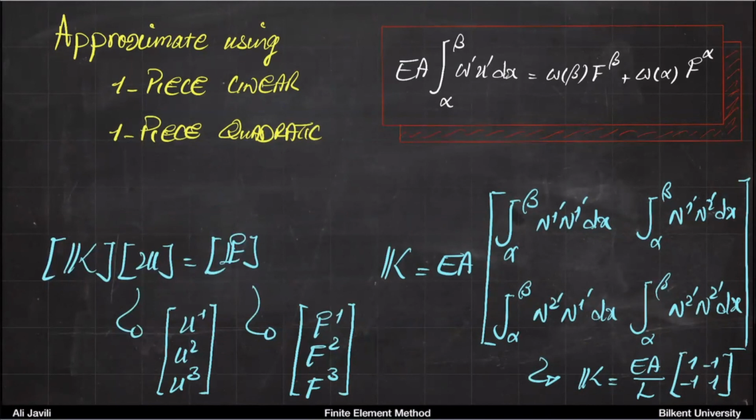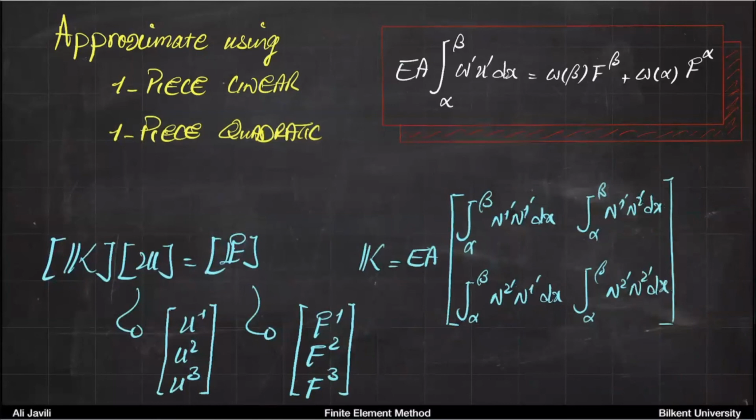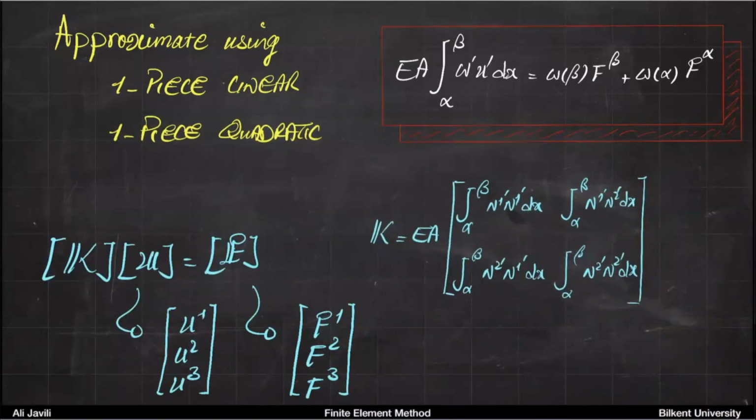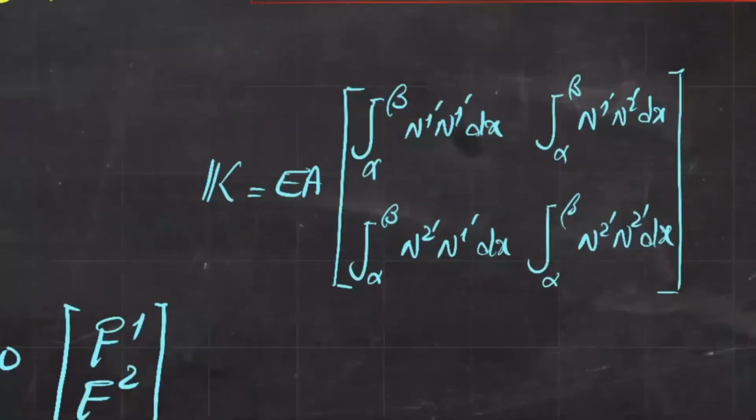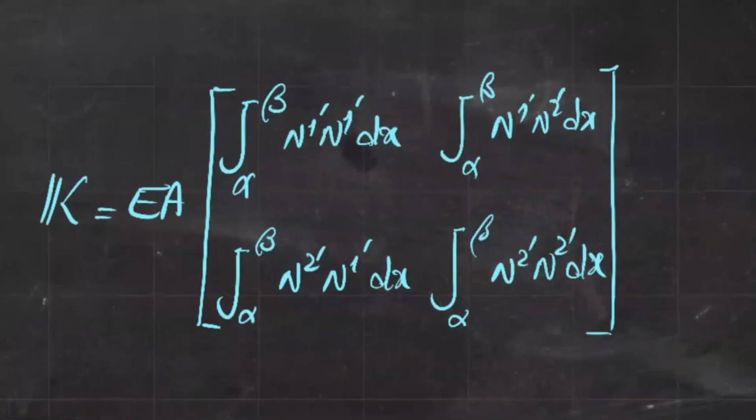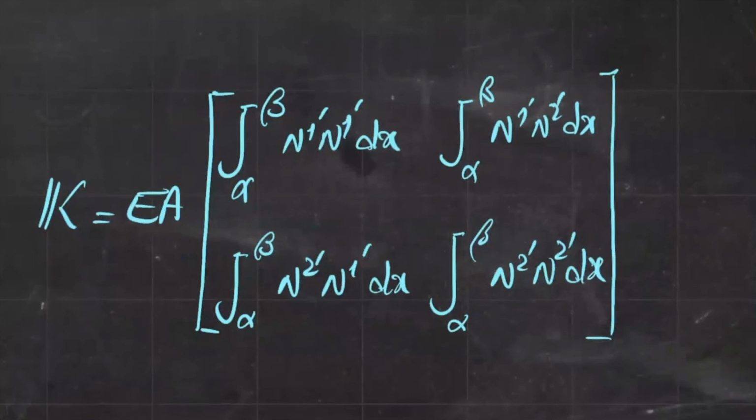And then your stiffness matrix would be a similar story, but slightly larger than this. Let me just zoom in. If you look at this stiffness matrix, maybe you can recognize the structure. Here at first row, first column, you have n1 prime, n1 prime. First row, second column, you have n1 prime, n2 prime. Then you have n2 prime, n1 prime, n2.